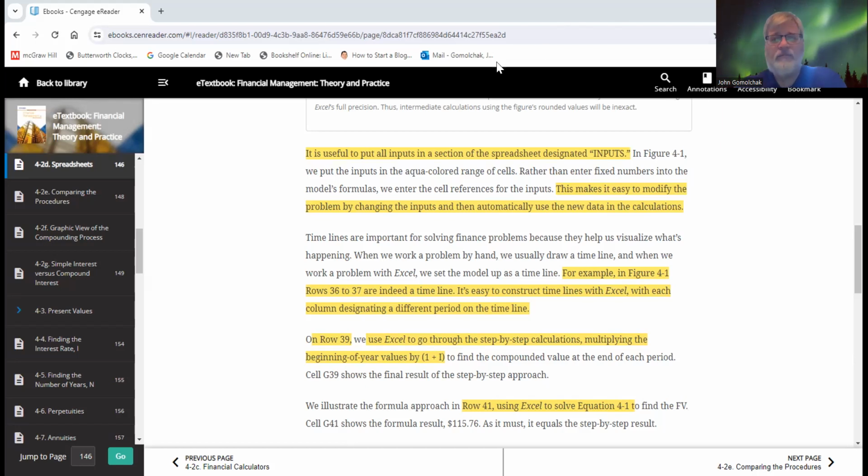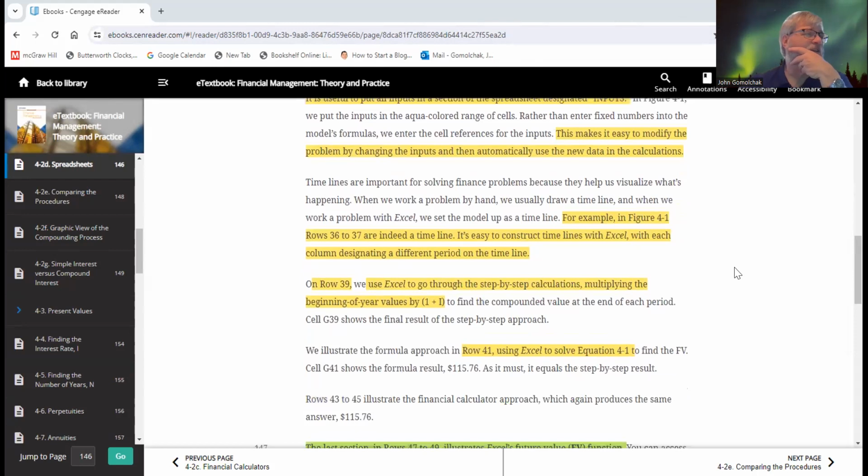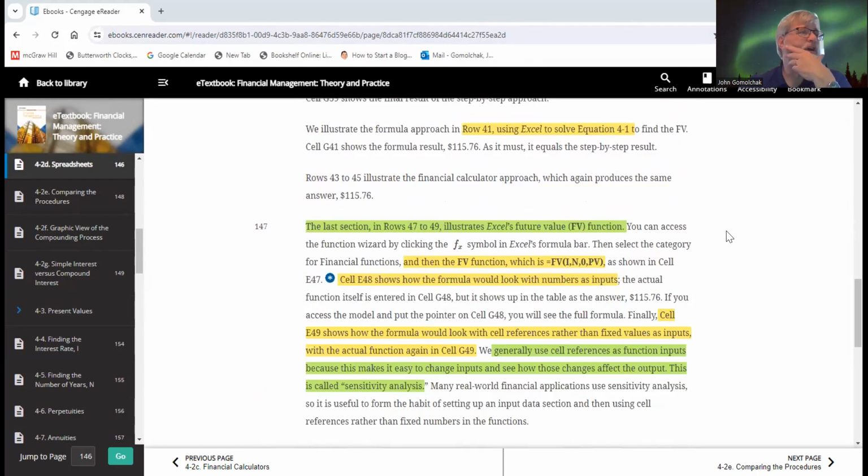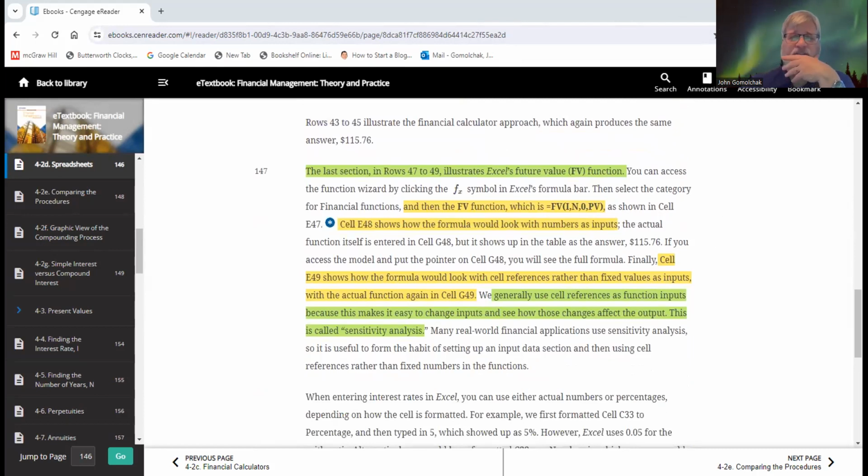All right, continuing on. Step-by-step calculations. And so basically, what I'm going to do is stop with the book and go back to the other calculation. This is the spreadsheet that the book gives us to use.